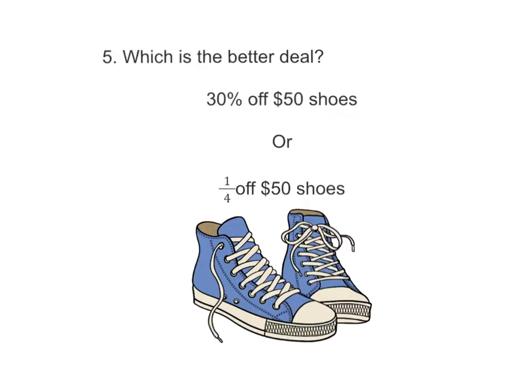Which is the better deal, 30% off $50 shoes or 1/4 off of $50 shoes? So I'm going to change my 1/4 into a decimal so I can put it in a percent so I can compare that to my 30%. So there are 2 ways I can do that. I can write a proportion and write this per 100.